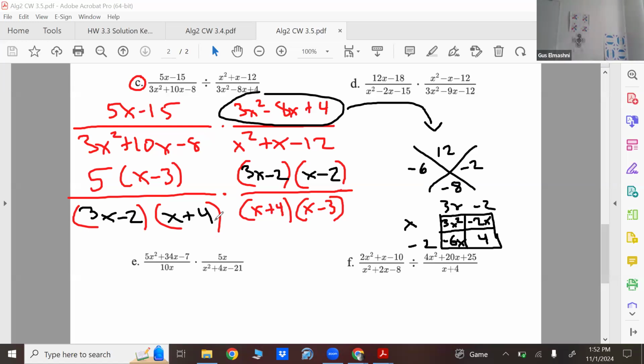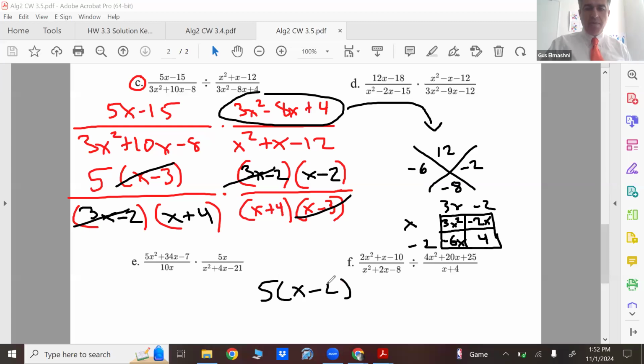You don't have to go through the whole process of the diamond in the box. If you realize that these are going to probably be the same, let's take a leap of faith, make that 3x minus 2, and this has to be x plus 4. So now things will cross off very nicely. Actually, two things cross off. Those cross off, and those cross off. So you should get 5x minus 2 over x plus 4 squared.